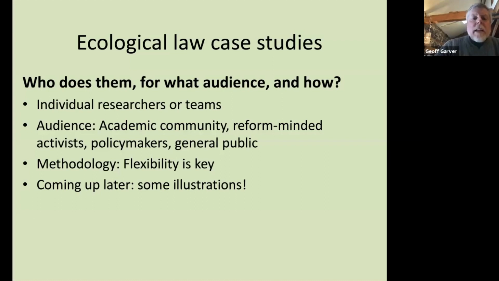Again, in terms of the methodology, as well as the audience and so on, flexibility is key. The idea here is to let individual researchers or teams of researchers come up with the situations that they want to address and to figure out a methodology that makes sense. And Carla and I will both have some illustrations as we go through the webinar today.